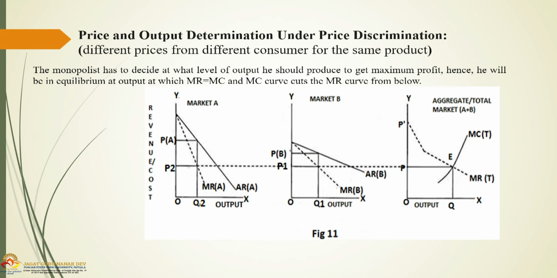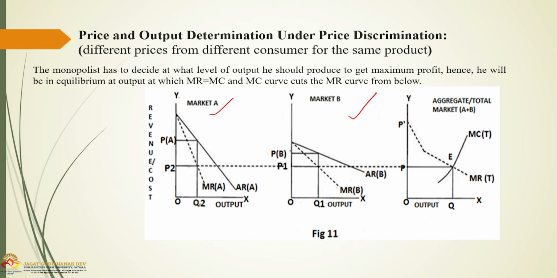So moving to the next, that is price and output determination under price discrimination. How diagrammatically this is possible. The monopolist has to decide at what level of output he should produce to get maximum profits. Hence, he will be in equilibrium at a point again where the two conditions will be satisfied. One is marginal revenue is equal to marginal cost, and the other is the marginal cost curve cuts marginal revenue from below. Let's consider market A and market B.